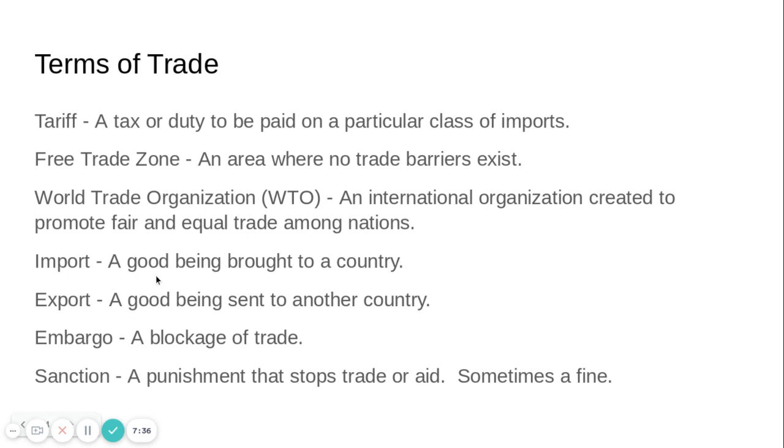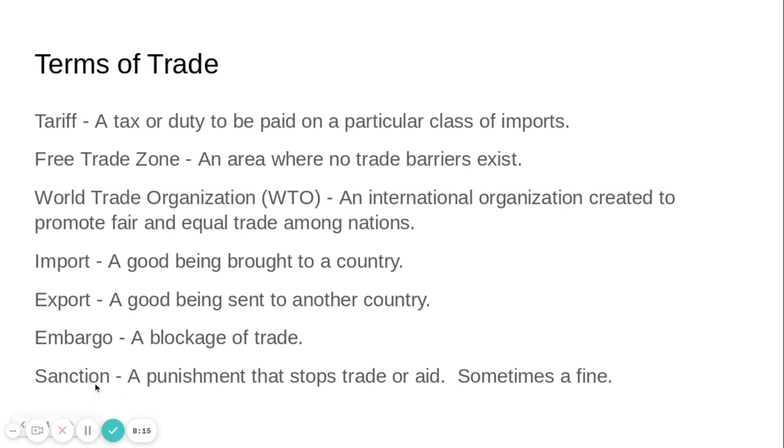An import is just something that's being brought into a country, right? So if I was buying a car from Japan or from Italy or something like that, that would be an import. I'm bringing it from another country to here. And then an export is something being sent to another country. So if I wanted to sell Fords and I sold them in Europe, that would be an export. I would build it here and then send it over there and sell it there. So that's an export. An embargo is a blockage of trade. So for a long time, Cuba was embargoed during the Cuban Missile Crisis, and basically we stopped any boats from getting to Cuba because we didn't want them to get certain things. That's a blockage of trade.